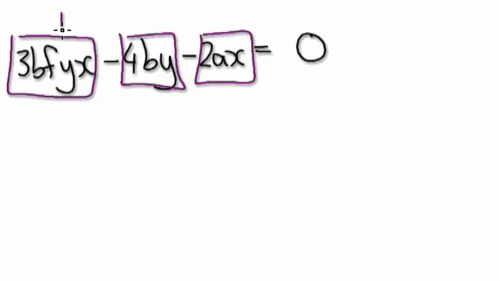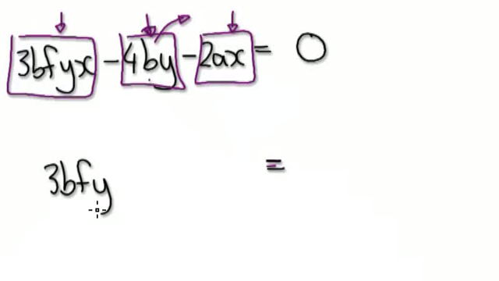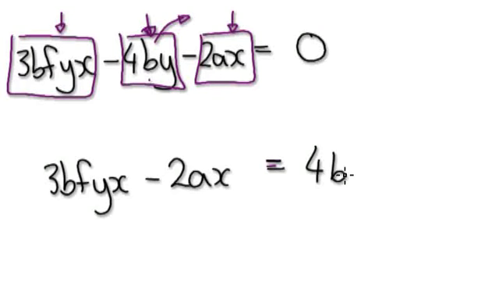Here this block contains x, and this contains x. This is classed as rubbish, it doesn't contain x, so let's move it to the other side. So add this block to both sides. So it will be 3bfyx, take away 2ax, and over this side, remember we're adding 4by.